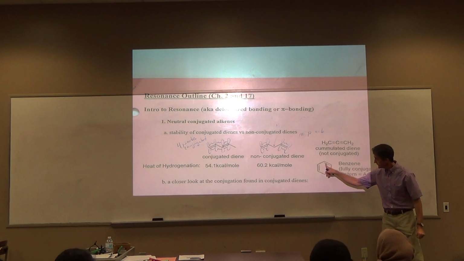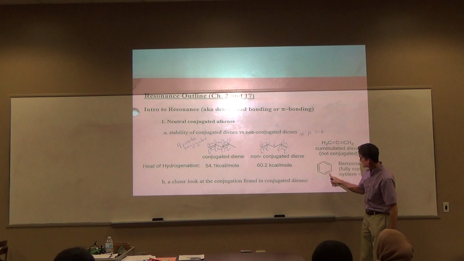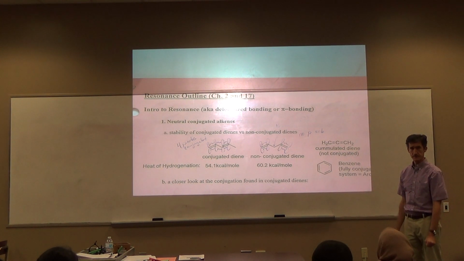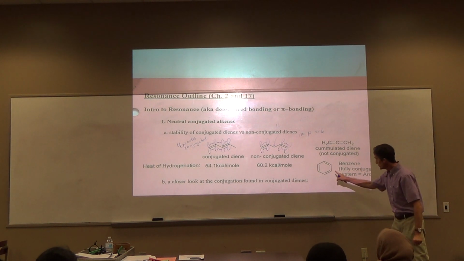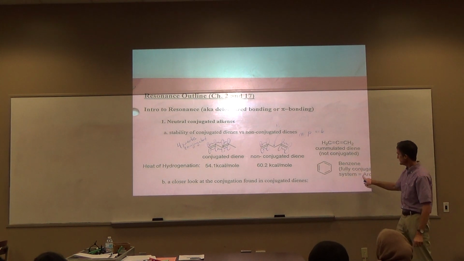A benzene ring is fully conjugated. All three double bonds are conjugated here. If you look at it, you have six p orbitals in the ring, all overlapping with each other. And since it's in a ring, it leads to what we know as aromatic. We'll talk more about that in organic 2. But right now, you know that it is a fully conjugated system.